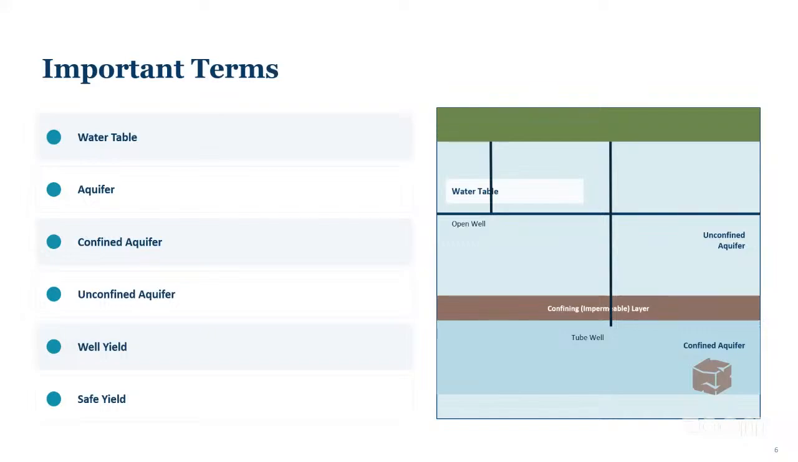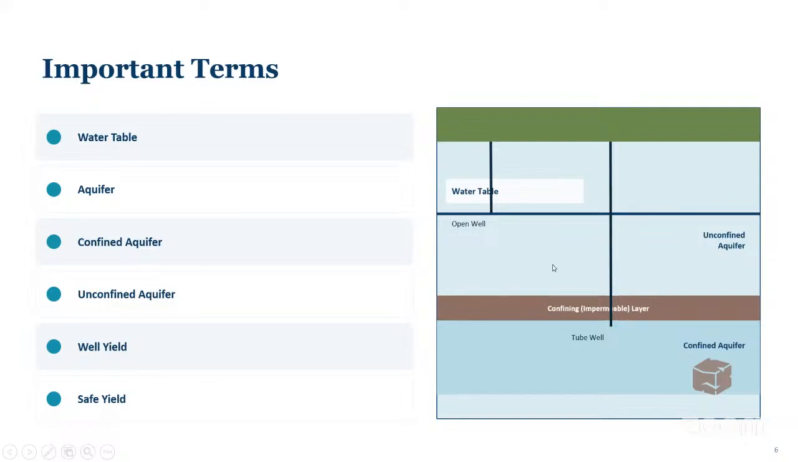And these are some important terms. The water table, here you can see the picture. The water table is the upper level of the groundwater, and it rises after rainfall, and it falls when too much groundwater is pumped. And an aquifer is a layer of rock or soil. It stores the water. And there are different types of aquifer. Here you can see the different types, unconfined and confined aquifer.